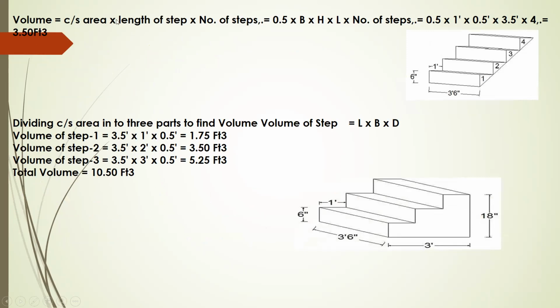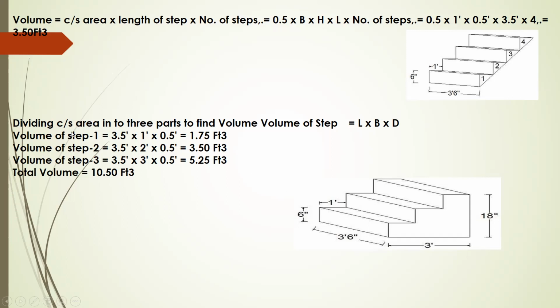Area is equal to length of the steps into number of steps. That is equal to 0.5, that is 6 inches, into breadth, into height, into length, and number of steps. That means 0.5 into 1 into 0.5 into 3.5 into 4. That is 3.50 cubic feet.